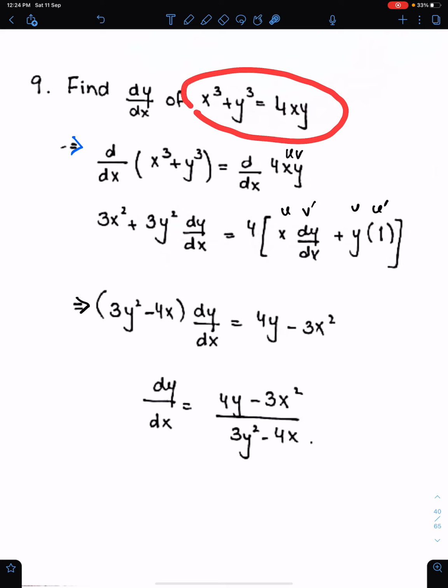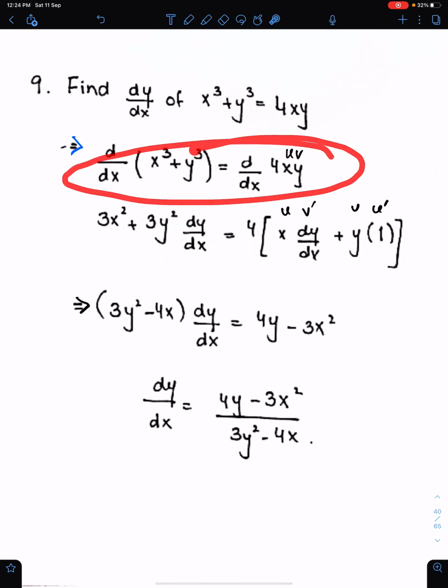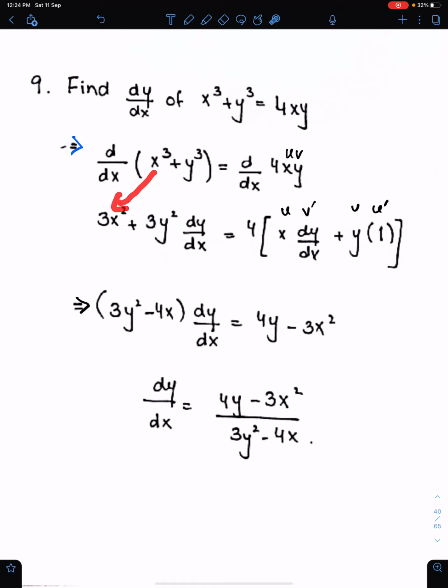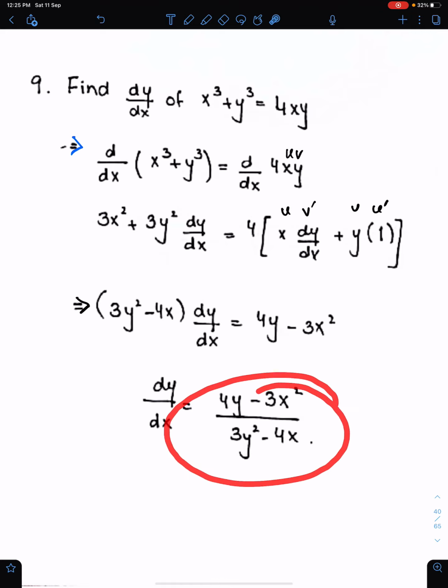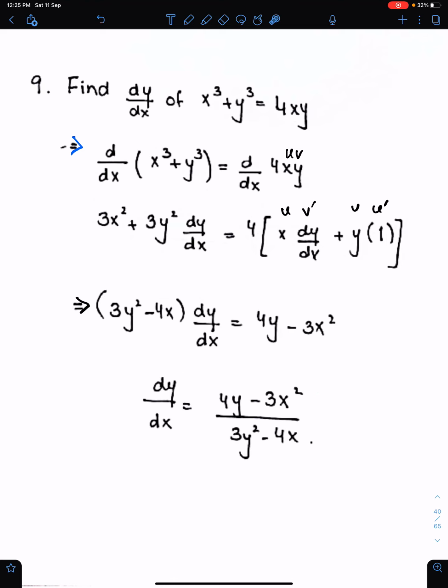So by multiplying this equation with d upon dx on both sides, we have this. Now the differential of x cube will be 3x square, but this is implicit. So this will become 3y square times dy upon dx. Now copy this 4 here to make the uv rule simple. So according to uv rule, we need to copy u here and we need to differentiate y. It will become dy upon dx, v prime. Then copy v and differentiate u, which is x. Now you just need to make dy upon dx the subject. You need to bring this here and you need to shift this to the other side. Now take dy upon dx common, and this is the answer, the expression of dy upon dx.